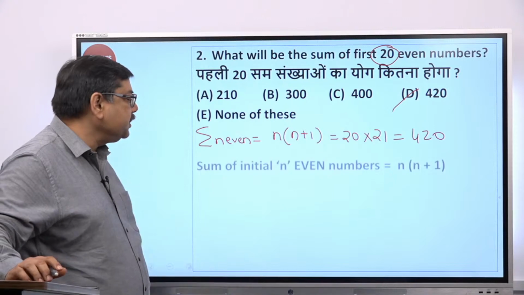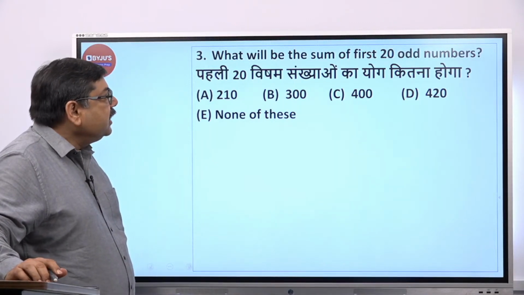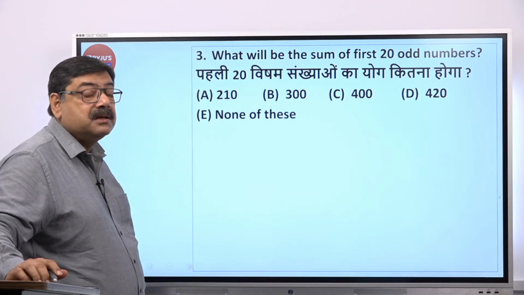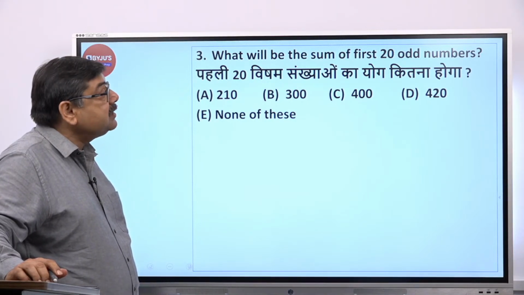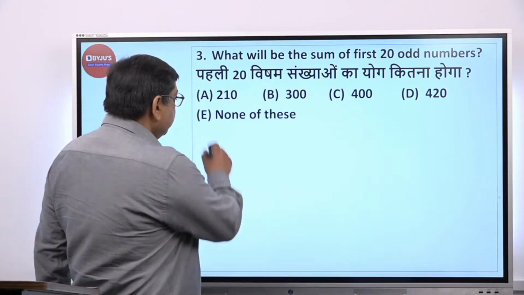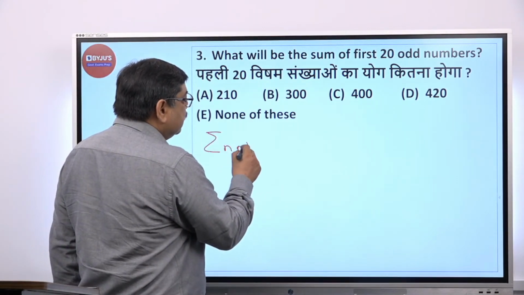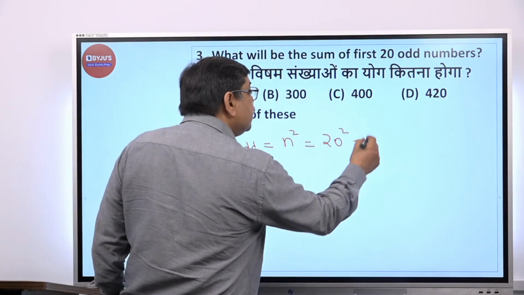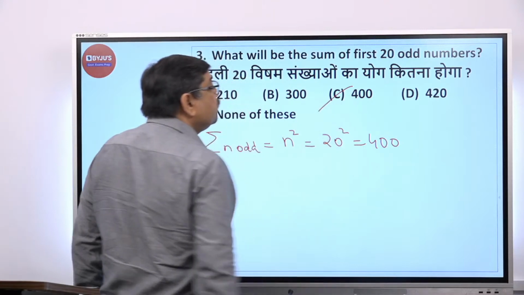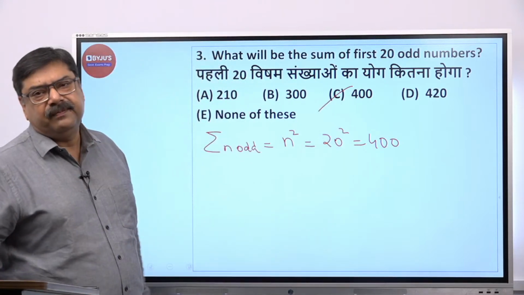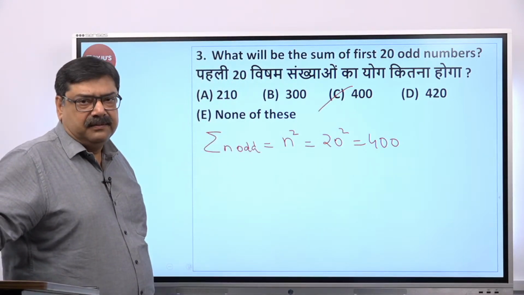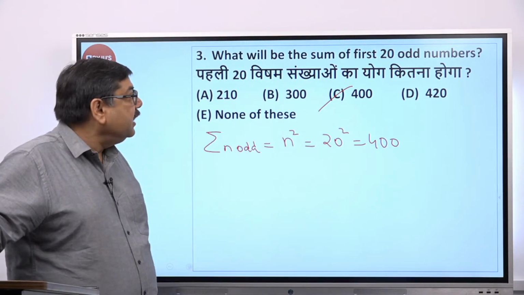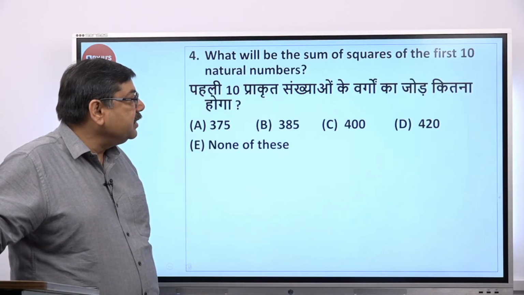Substitution, simple substitution. Alright, now what will be the sum of first 20 odd numbers? Now how do you find out the sum of first 20 odd numbers? I told you summation of n odd numbers is nothing but it is n square. So your answer here is 20 square, which is 400. Choice C is the answer. As simple as that. Quite simple, isn't it, sir? So now let us move ahead and look at some more questions of similar sort.